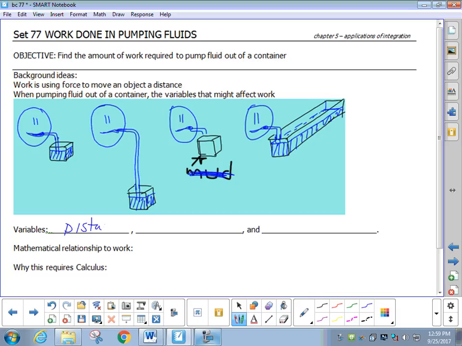Distance obviously has an effect. Because work is force applied, or the force it takes to move something over a distance, the greater the distance, the greater the work. So distance definitely matters. The further you have to pump the fluid, the more work. What else? Density. The weight density of the fluid, think trying to suck a Frosty out of a straw.